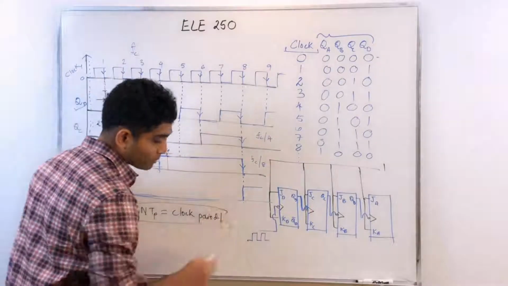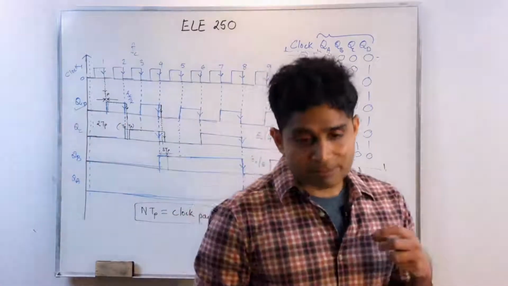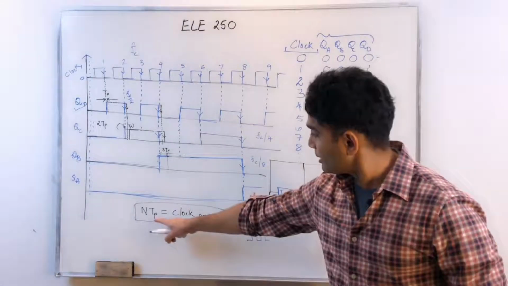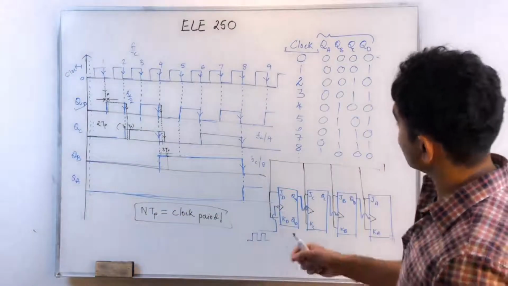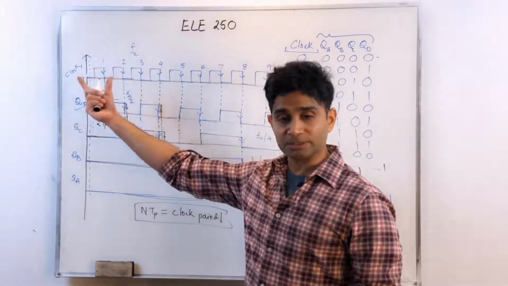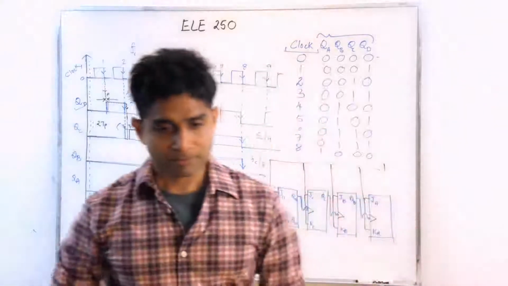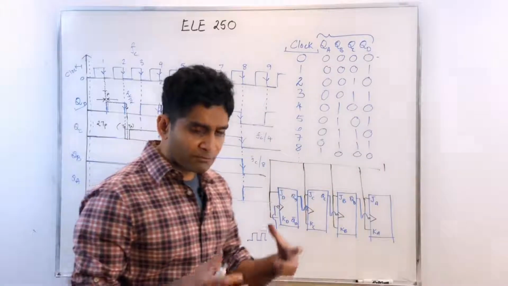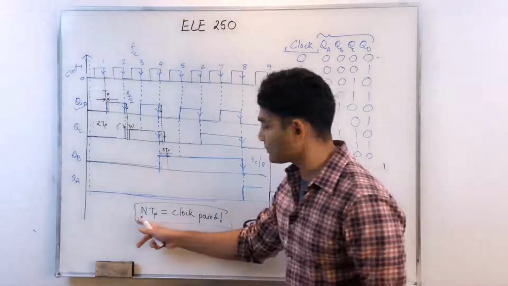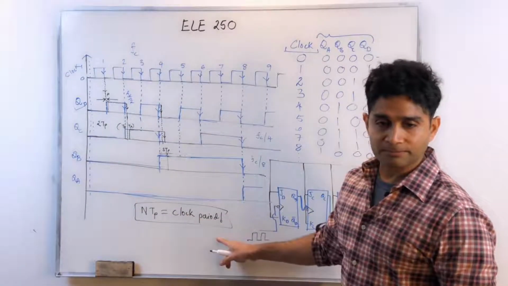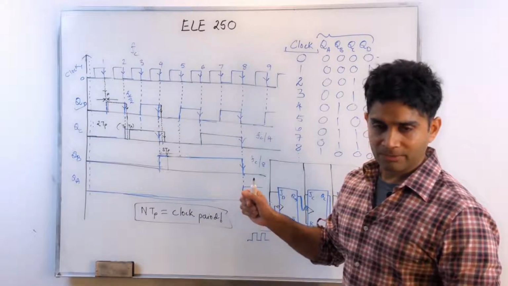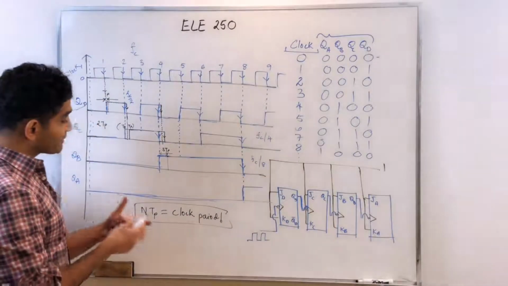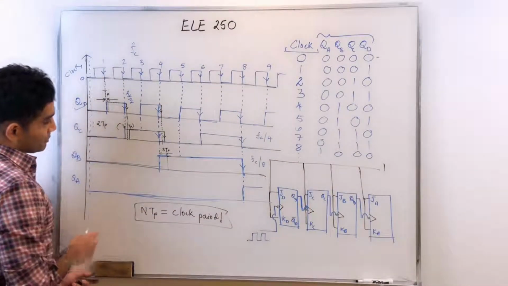And that is not acceptable because now I'm going to get some intermediate wrong counts. When n times TP exceeds the clock period, either I increase the clock period, in which case I'm slowing down my system, which is not advisable, or I limit myself to using a small number of flip-flops so that n times TP is always less than the clock period. That way I will always get the right count.